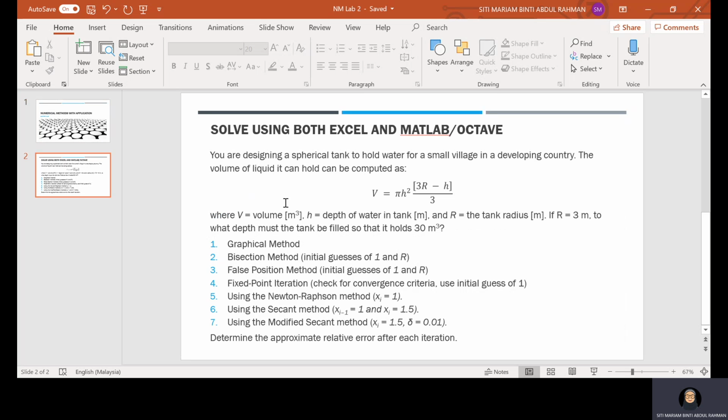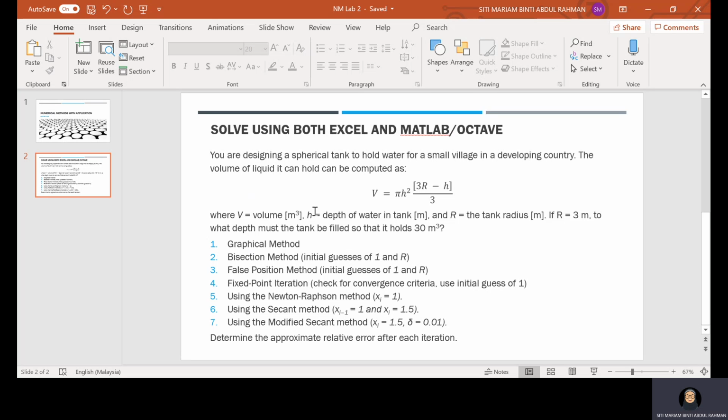So today we're going to look at chapter 2, lab. We're going to look at the question that I've already posted during class. We're going to solve it using both Excel and also MATLAB or Octave. We already solved the problem using Excel during the class session, so today we're going to look at how we can solve it using Octave.